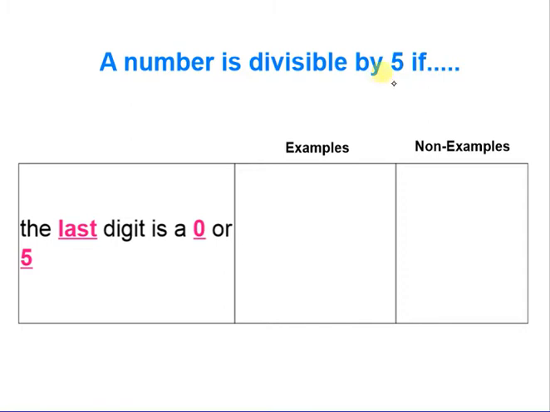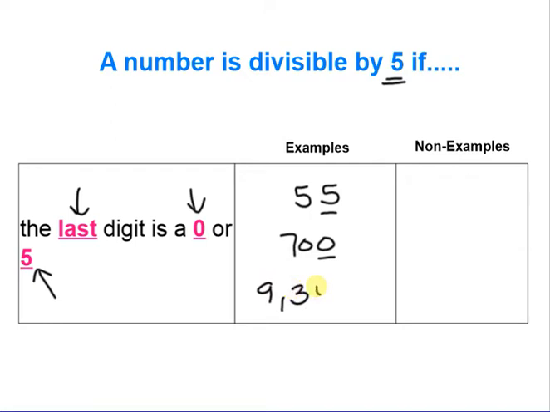So 5 is one of those easy ones. If a number is divisible by 5, then the last digit is either a 0 or a 5. So we could do the number 55. That would work. We can do the number 700. That would work. We can do the number 9,345. That would also work. So it just has to be a 0 or a 5.